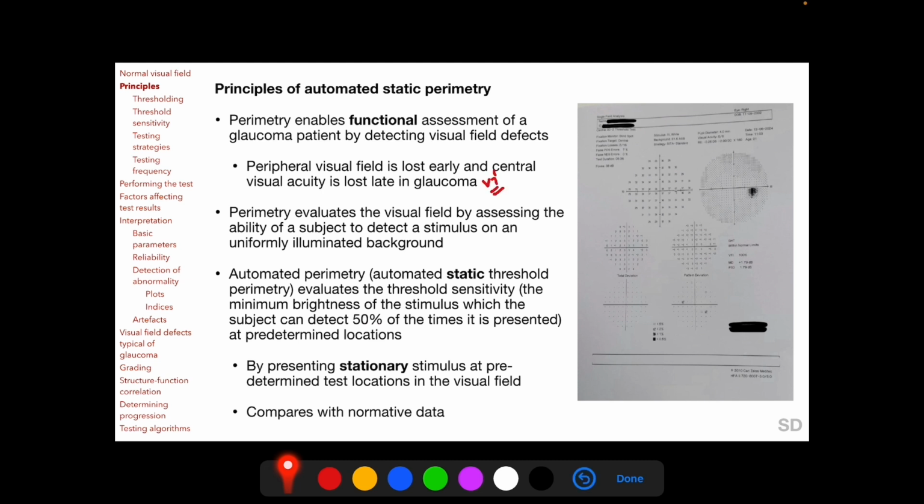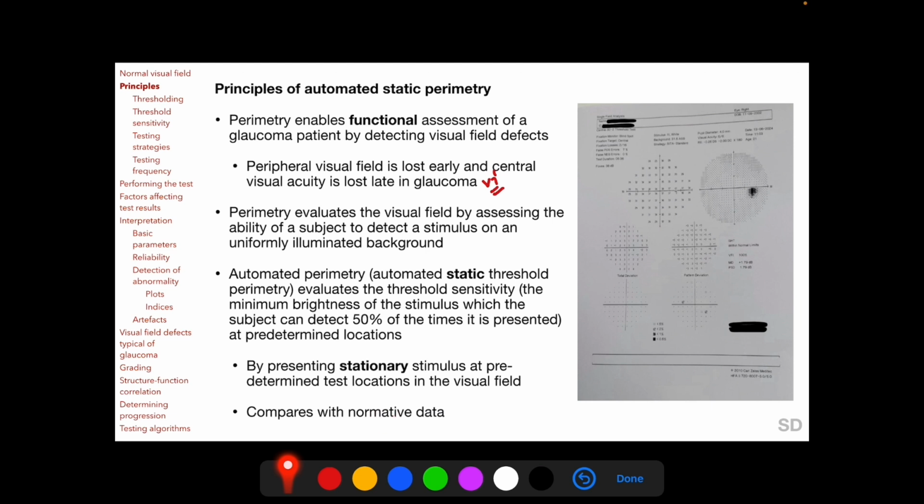And this is done by presenting stationary stimulus at these predetermined test locations in the visual field. The machine then compares the threshold sensitivity measured at each test location with normative data already present in the machine.